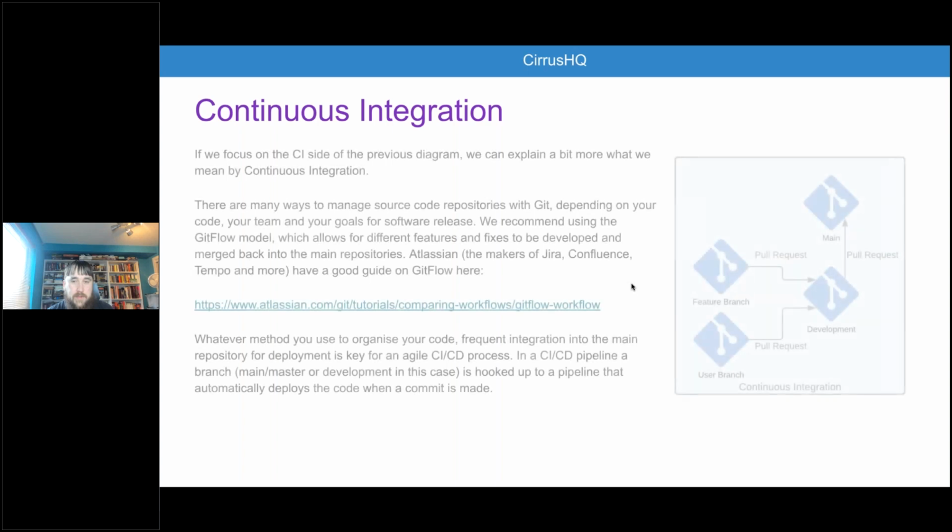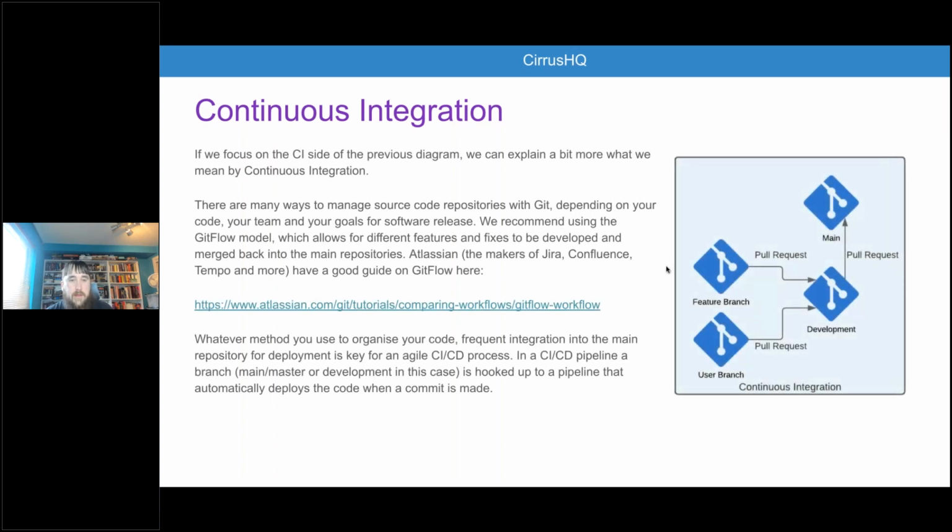So if we focus a bit more on just the continuous integration side, as I mentioned, this is a sort of typical Git setup. We tend to use the Git flow model, which I'd recommend. When we send out these slides, have a look at this tutorial from Atlassian. It really explains the Git flow model in depth.